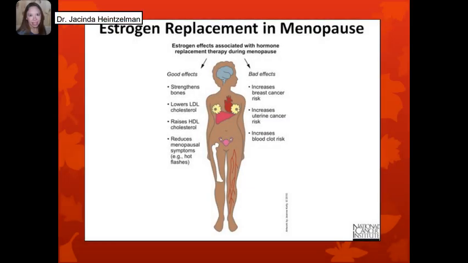This slide just gives you a nice picture as far as estrogen replacement therapy. It shows you the good effects, and of course we see the positive as far as strengthening those bones. And of course, that's the problem that we have with osteoporosis. But then you can also see the side effects, those bad effects from using the estrogen replacement.